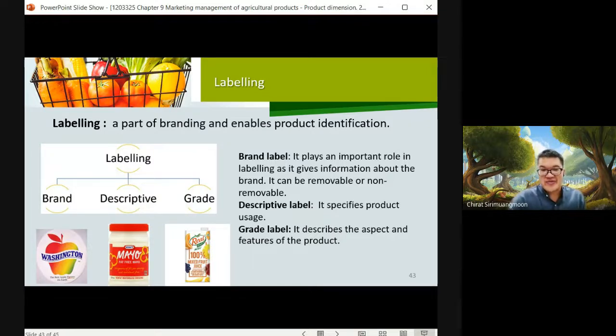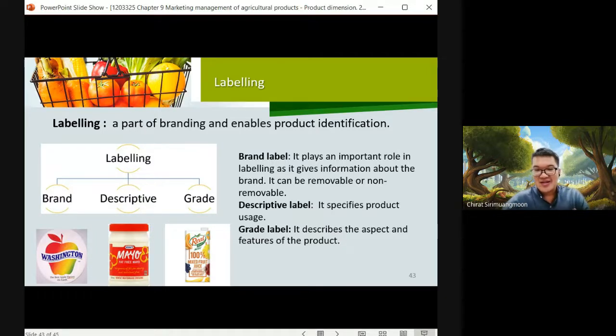For labeling, we have three types. We have the brand label. The brand label is actually the sign that reminds the consumer what the product is. Like here, if you have ever consumed a Washington apple, you have the stickers on the apple, and it reminds you, oh, this is a Washington apple.